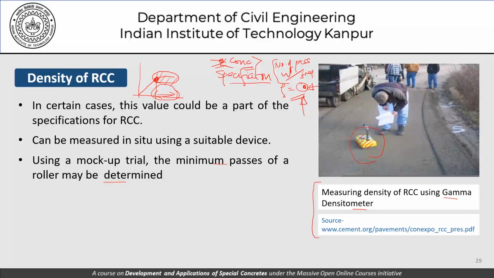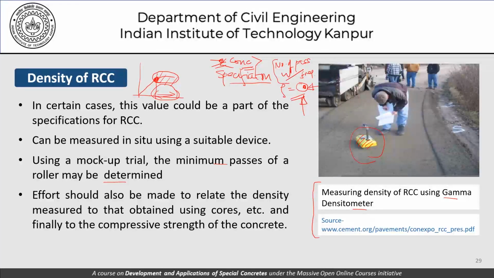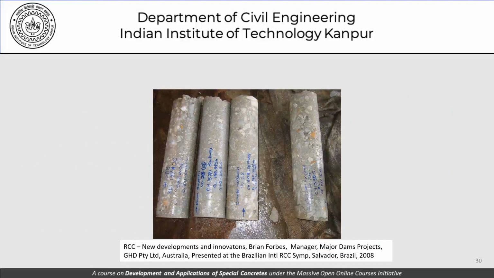And finally, the compressive strength of concrete. So we need to carry out this exercise in one project or another, so that data becomes a part of our understanding and experience when we go to use roller compacted concrete in a similar project somewhere else. This picture of course shows some cores from a roller compacted concrete project, and these cores can be used to study the distribution of aggregates. They can be used to obtain pieces which can be tested for compressive strength and so on.